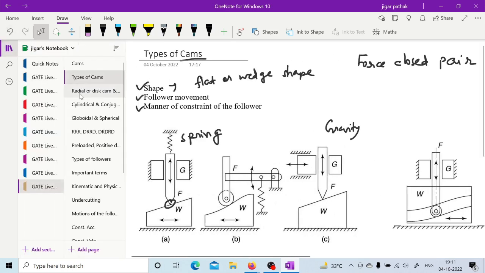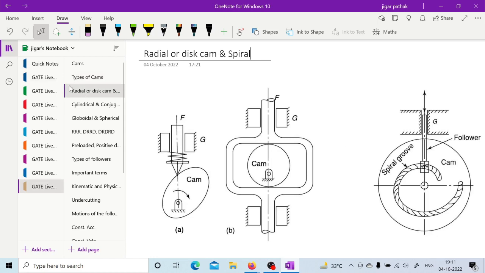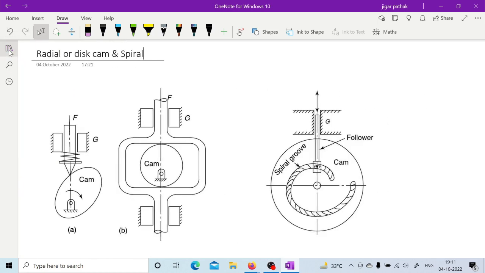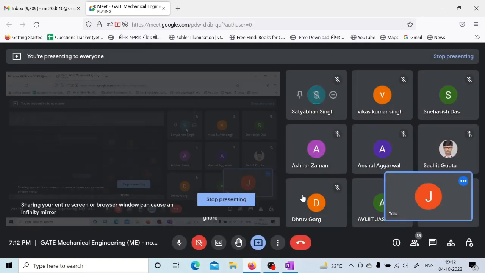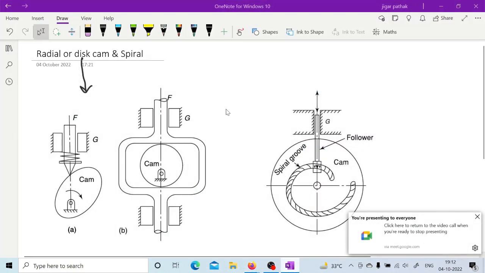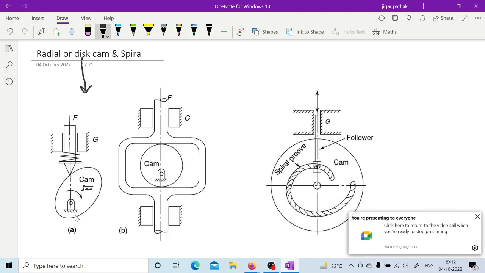If you go for other types, then based on shape only you can have the radial or disc type of cam that you can see here. It is going to have rotation, so that is why it is known as radial. So this is the radial kind of cam, which is going to have rotation about a particular axis.